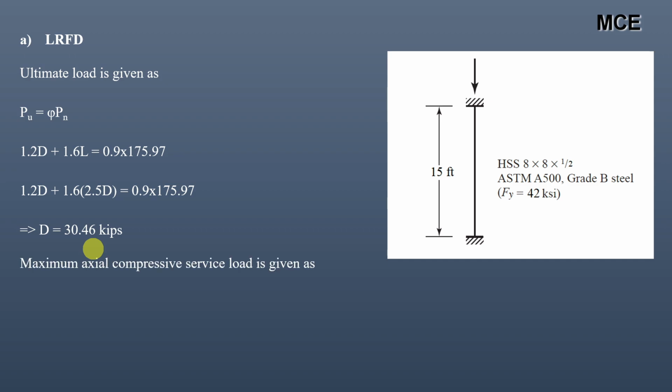So simply, the maximum axial compressive service load will be dead load plus live load, so it will be D plus L. D is 30.46 and L is 2.5 into 30.46. So the maximum axial compressive service load which this column can support as per the LRFD is 106.61 kips.